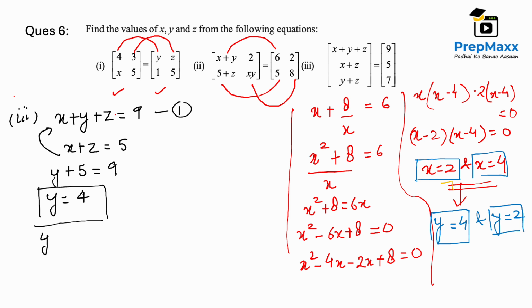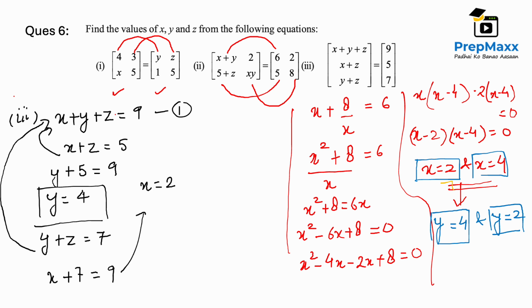And then I have y plus z is 7, right? So I can substitute it again in the first equation. So I can write x plus 7 equals 9, which means x is going to be equal to 2. So I got the values of x and y.